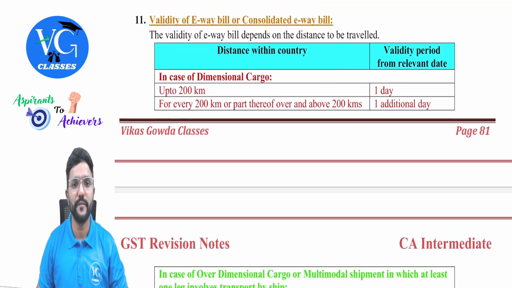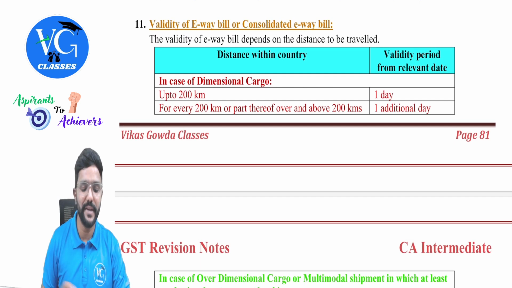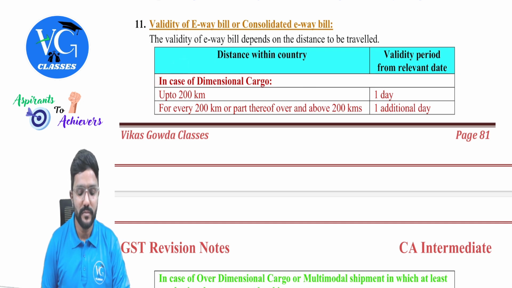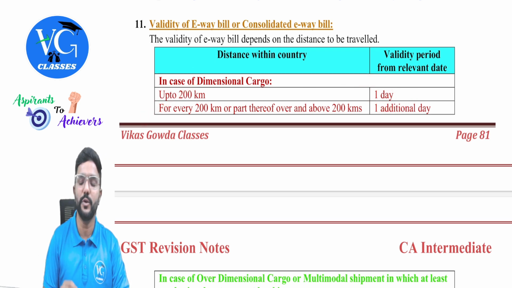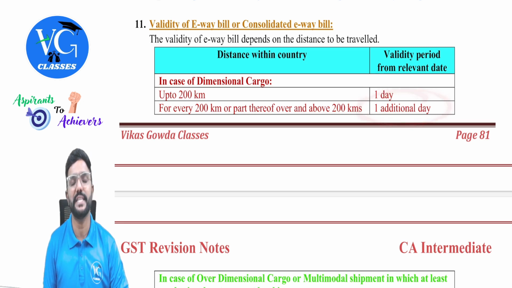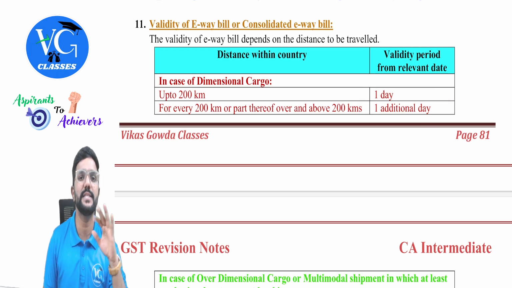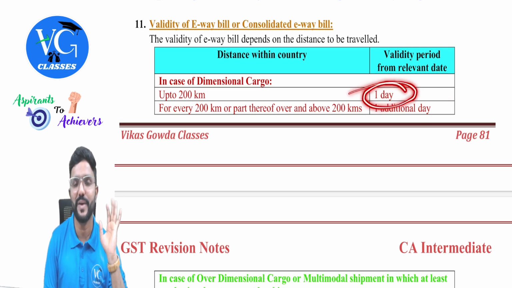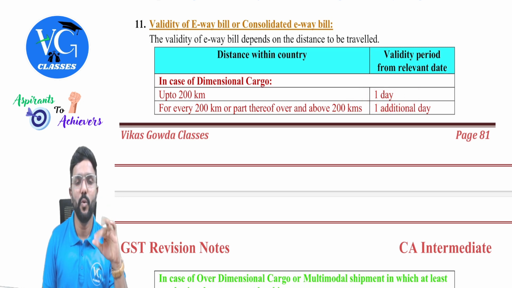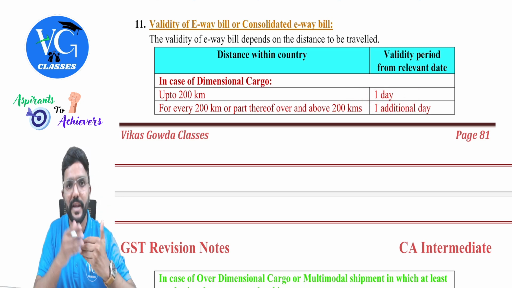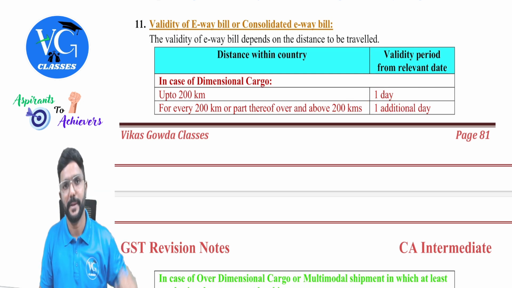So what is the validity period of an e-way bill or consolidated e-way bill? In case of normal dimensional cargo, up to 200 kilometers, it is 1 day. Then over and above 200 kilometers, for every additional 200 kilometers, it will be one more day. Simple. Up to 200 kilometers, any distance. Assume the distance is 180 kilometers. How many days is it valid? 1 day. Then over and above 200, for every additional 200, one extra day.